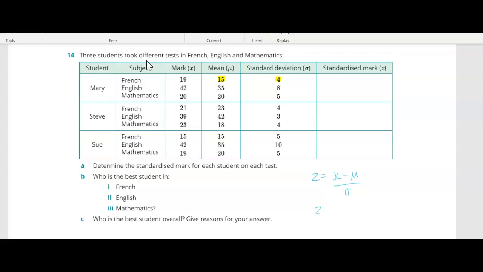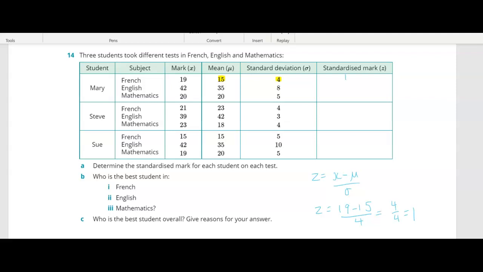Okay, so Z score for Mary in French. So her mark is 19. The mean was 15. Divided by 4, so that's 4 over 4, which is equal to 1. And we can see that Mary did better than the class, so you would expect a positive Z score. So her standard score there is 1.